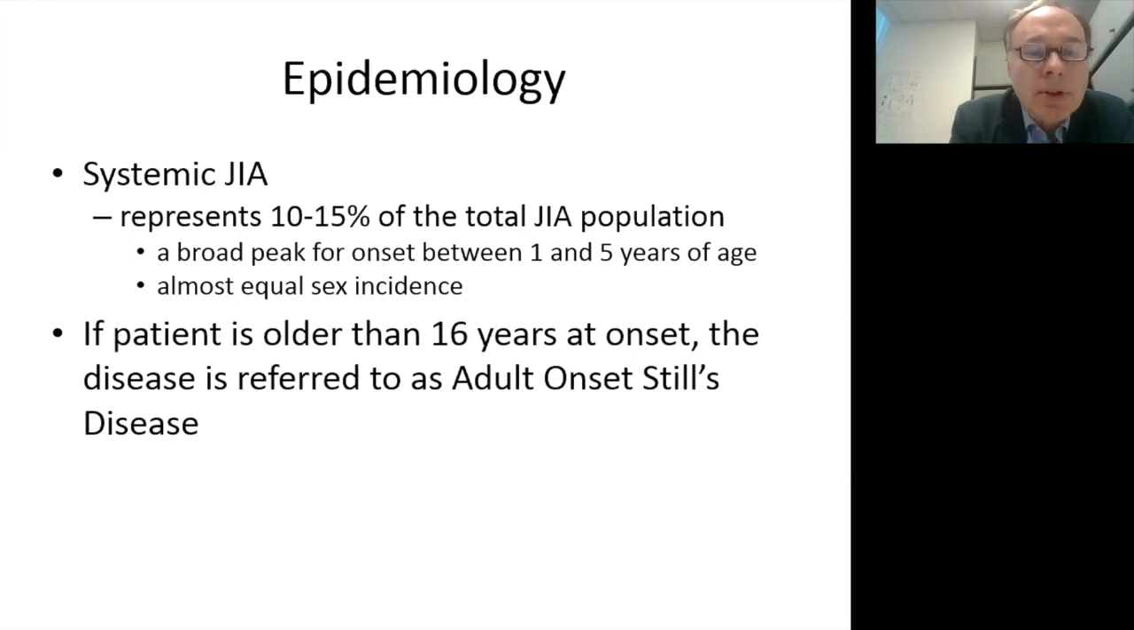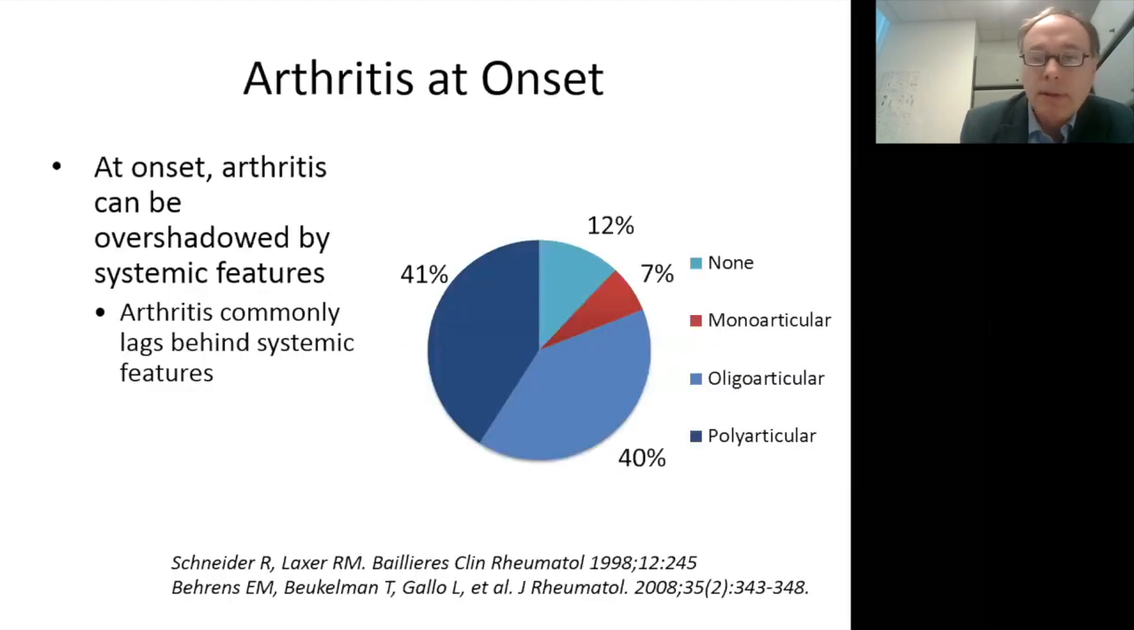Now, as you probably know, systemic juvenile idiopathic arthritis represents approximately 10–15% of the total population of patients with juvenile arthritis, with a broad peak for disease onset somewhere between 1 and 5 years of age. But it may occur at any age. And if a patient is older than 16 years at disease onset, we typically call this disease adult onset Still's disease.